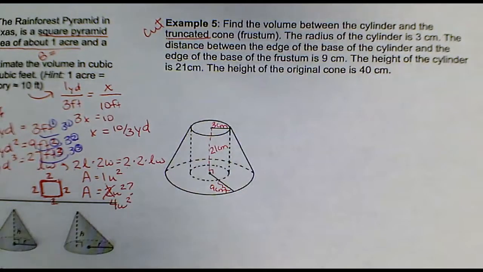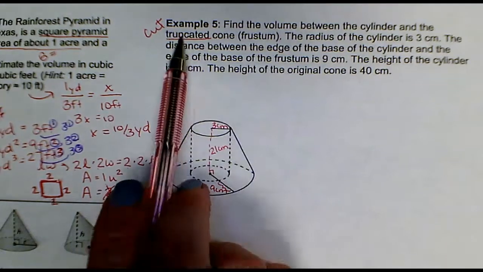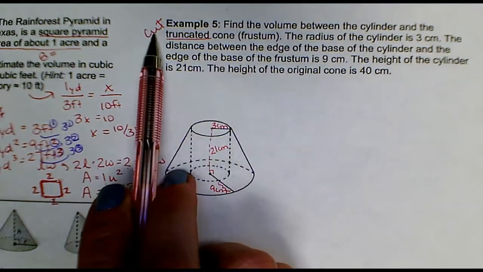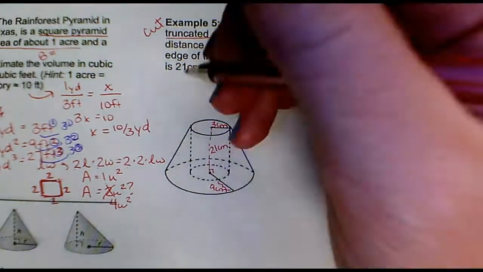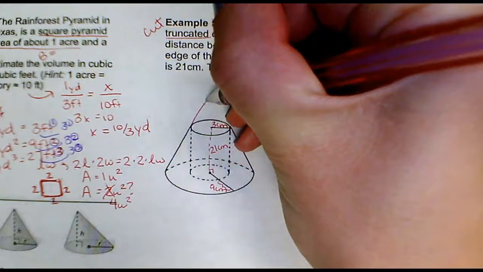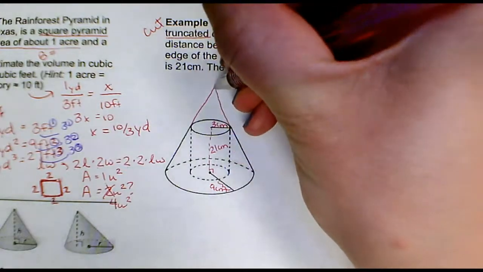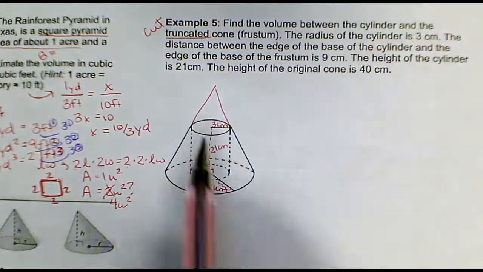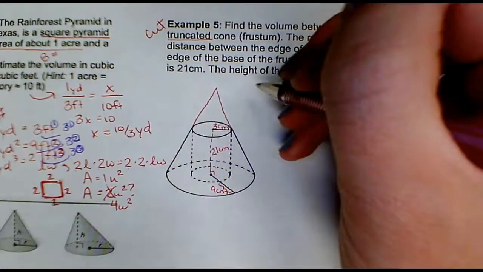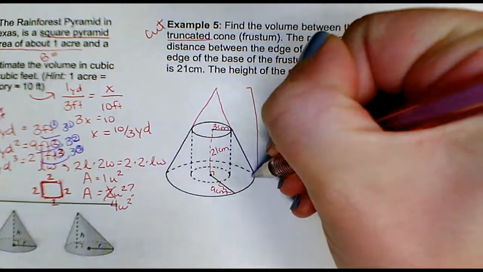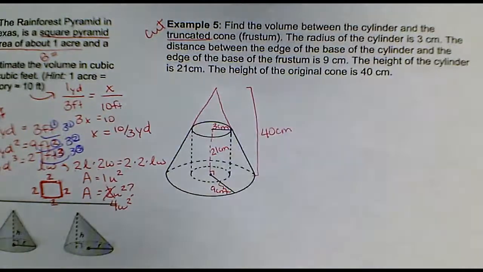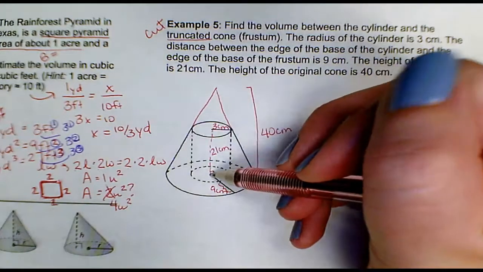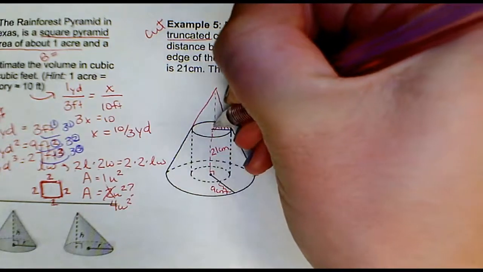The height of the original cone is 40 centimeters. So when they say original cone, remember this was a truncated cone. It was cut off. This is a frustum. So what we want to do is show the rest of the cone and what it would have looked like. So it would have come up here like this, and like this, and this is what we would have had. So we've got this extra piece. So this height right here, from here to there, that height was 40 centimeters. So if that height is 40 centimeters and this is 21 centimeters, well then what's the height of the truncated part of the cone?